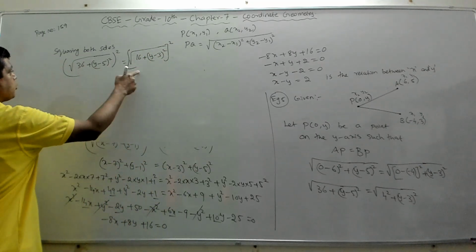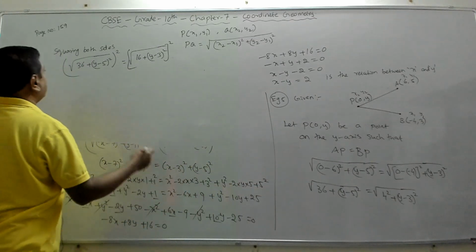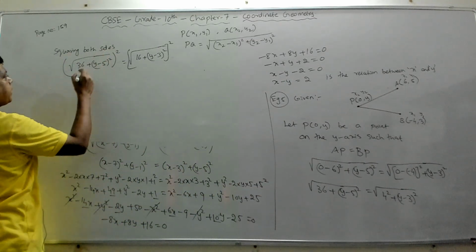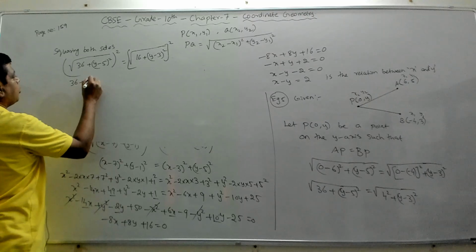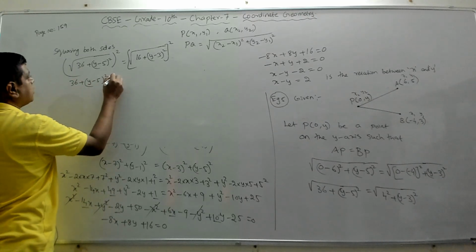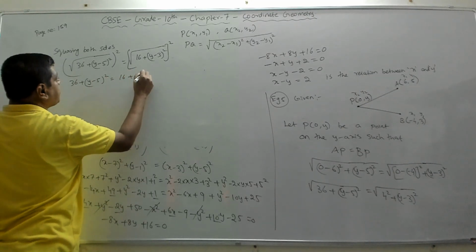So we are squaring both sides. Right? Now what do we get? The square and square root will get cancelled. You get 36 plus (y minus 5) the whole square is equal to 16 plus (y minus 3) the whole square.